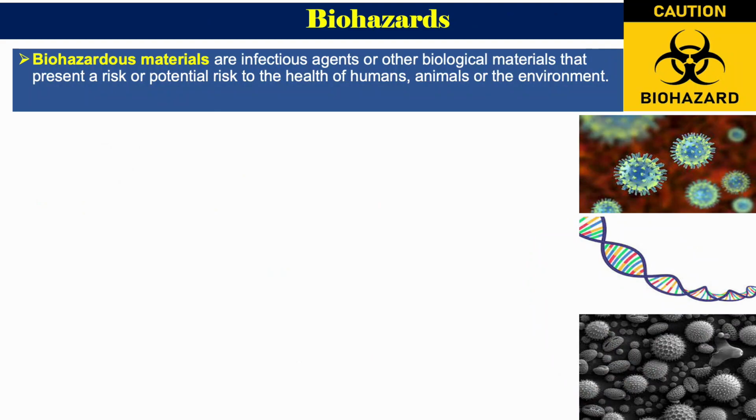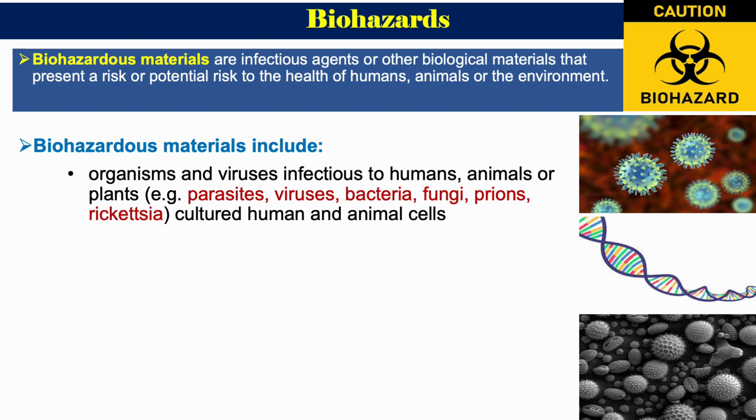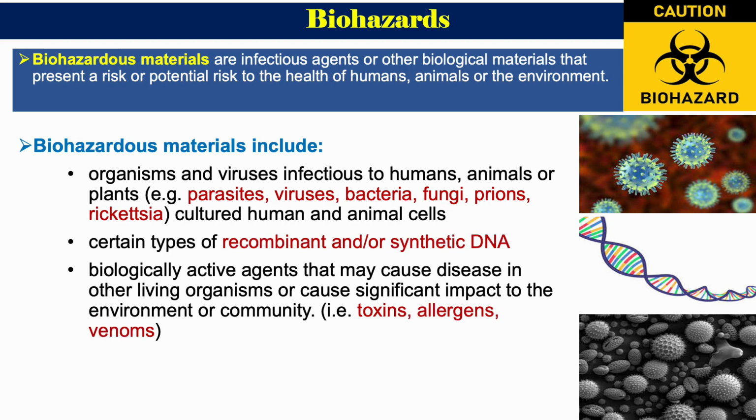Let us discuss biohazards. These are infectious agents or other biological material that present a risk or potential risk to the health of humans, animals or the environment. It includes organisms and viruses infectious to humans, animals or plants, and cultured human as well as animal cells. These organisms include parasites, viruses, bacteria, fungi, prions and rickettsias. Certain types of recombinant and synthetic DNA are also included in biohazardous material. Then there are biologically active agents that may cause disease in other living organisms or cause significant impact to the environment or the community. Common examples are toxins, allergens, venoms and many more.